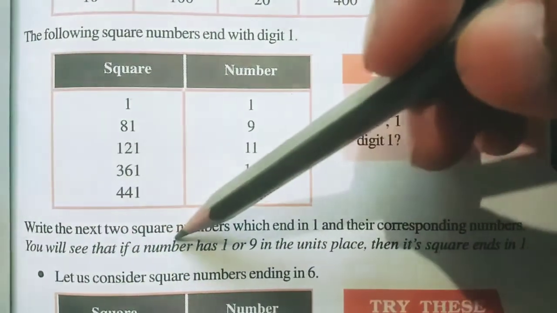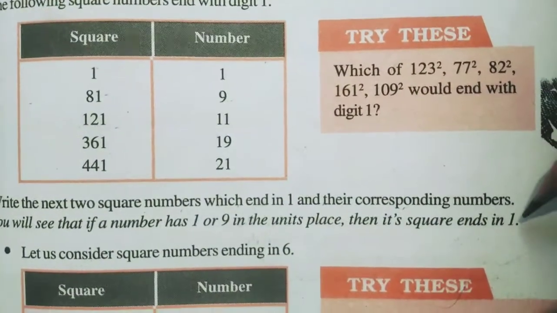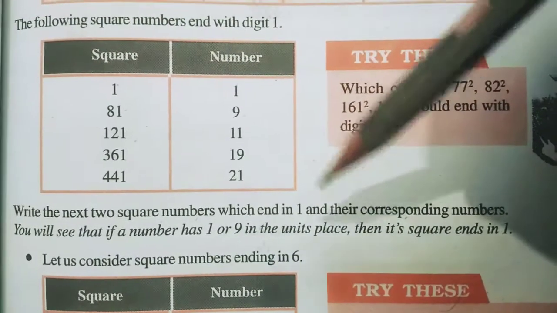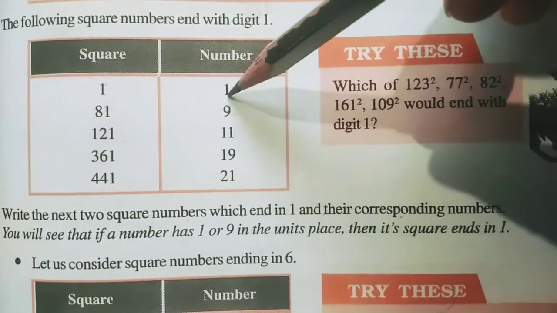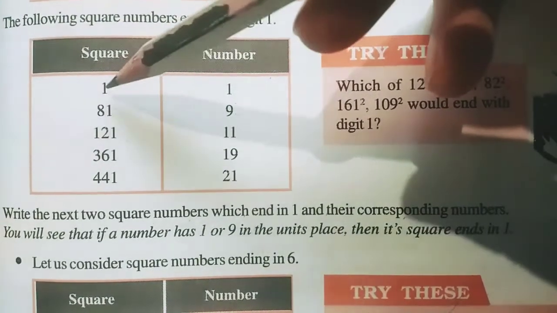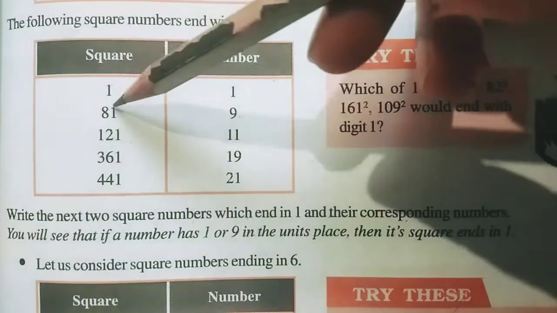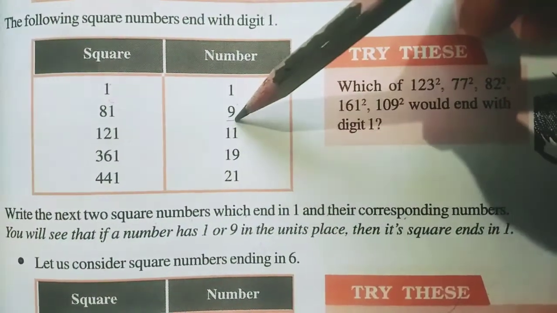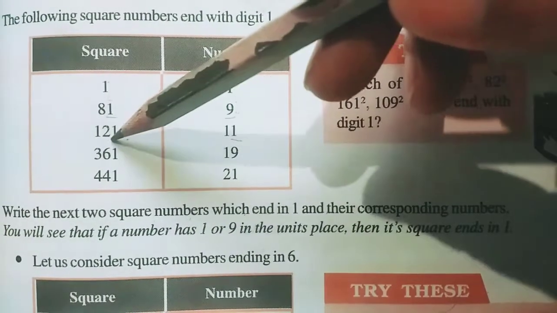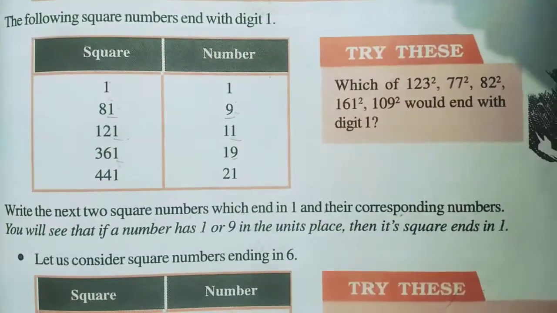You will see that if a number has 1 or 9 in the unit place, then its square ends in 1. So this is the conclusion, this is the property. That means if any number has 1 or 9 in the unit place, then its square will have 1 in the unit place. See, here 1 in the unit place, here also 1. Here 9 is in the unit place, here 1 is in the unit place. Here 1, here 1. Here 9 is in the unit place, here 1. That means, the meaning is what?